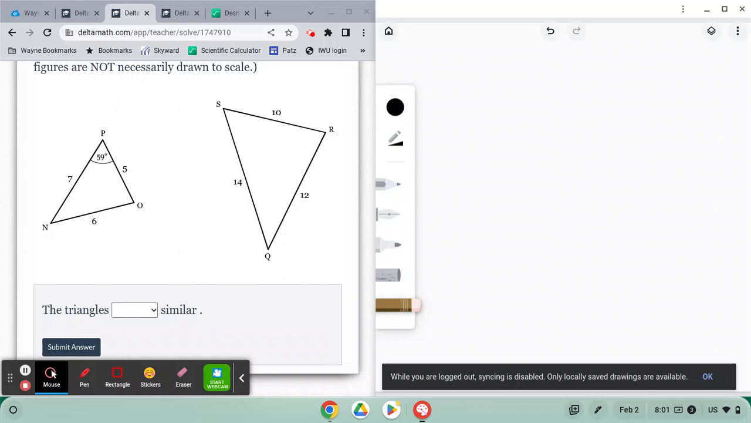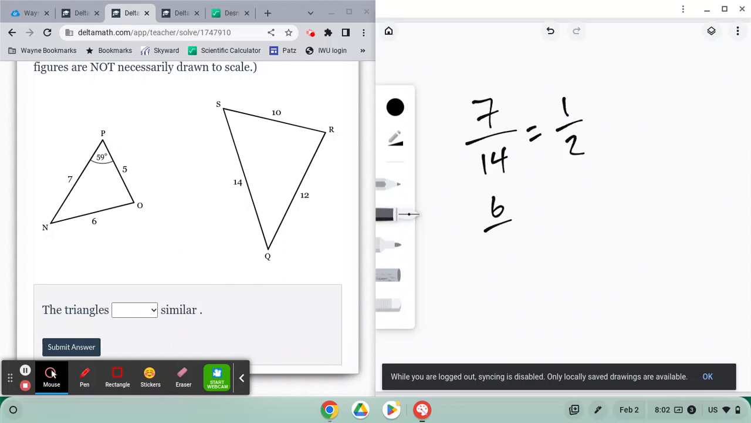Oops, I need to switch my marker back, 7 over 14. That would reduce to 1 over 2. If you're not sure why, 7 goes into 7 once, 7 goes into 14 twice. Okay. The next one, 6 is the second biggest, 12 is the second biggest.